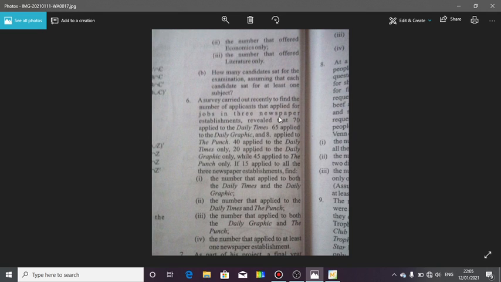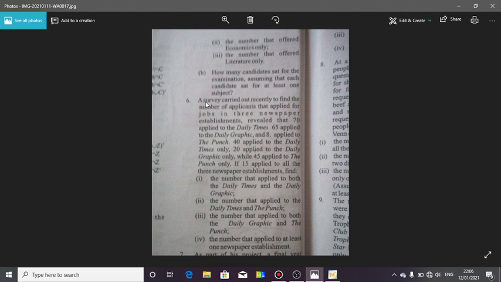The survey carried out shows that 70 apply to Daily Times, it's okay. 65 apply to Daily Graphics, it's okay. Then this place we corrected to 85 apply to the Punch, it's okay. Then 40 apply to Daily Times only, it's correct. 20 apply to Daily Graphics only, it's okay. 45 apply to Punch only. Then 15 apply to all the 3 newspaper establishments, and that is all. The next thing is what they want us to calculate. Now that everything is given, and the question did not tell us that some people did not apply, that means everybody applied to at least one newspaper establishment.